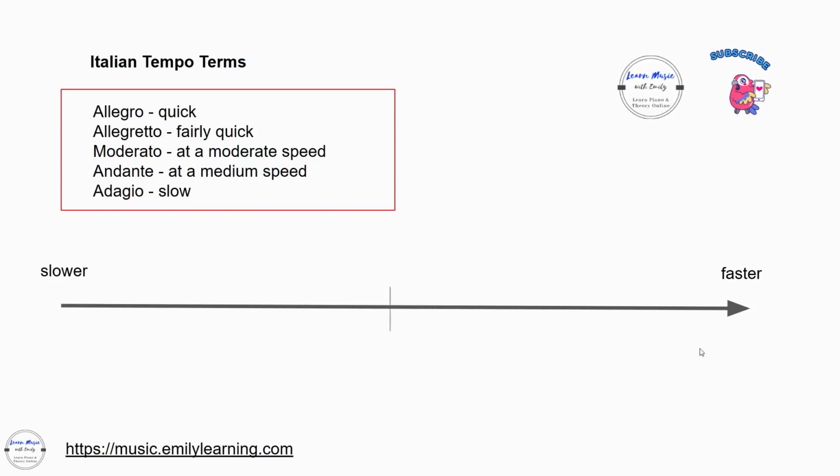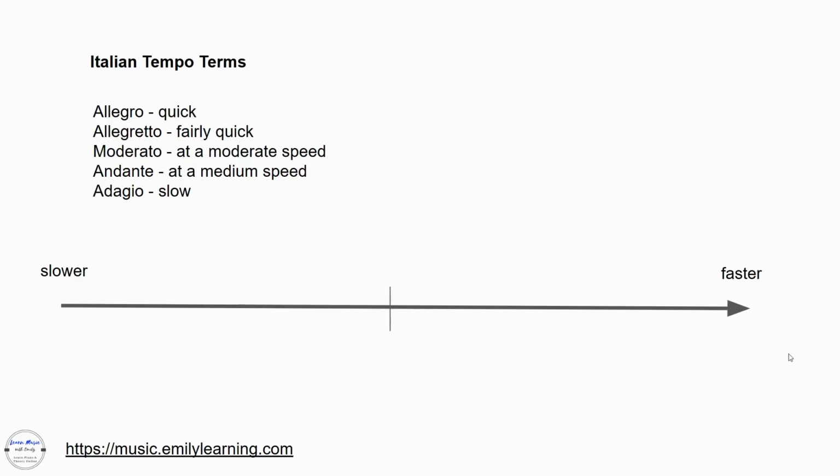I also put a line in the middle, and that would be at moderate speed, which is going to be your moderato. I highly recommend having this diagram as you go through your different levels in music. Try to mark out where each of these terms, whether it's Italian or later on French and German, belongs in this diagram, so that you'll have an understanding of which term is slower, which term is faster, and so on. All right, let's do this together.